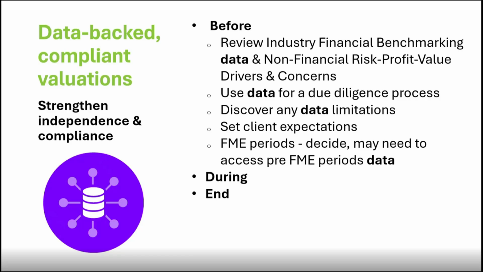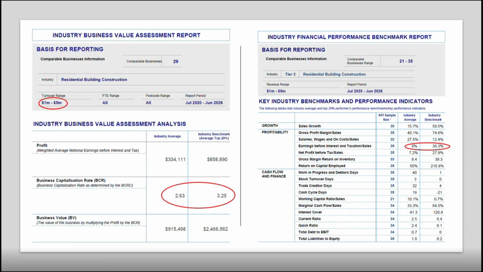So let's have a look at some of that data. On your screen, you can see an industry business valuation assessment report and an industry financial performance benchmark report. And you can see here it's residential building construction. We've got a sample size of 29. Now, the importance of the sample size is based on the quality of the information and data. And I'll go through that in a sec.